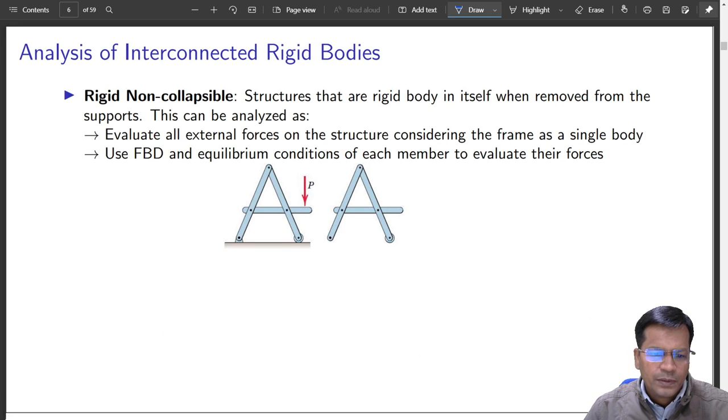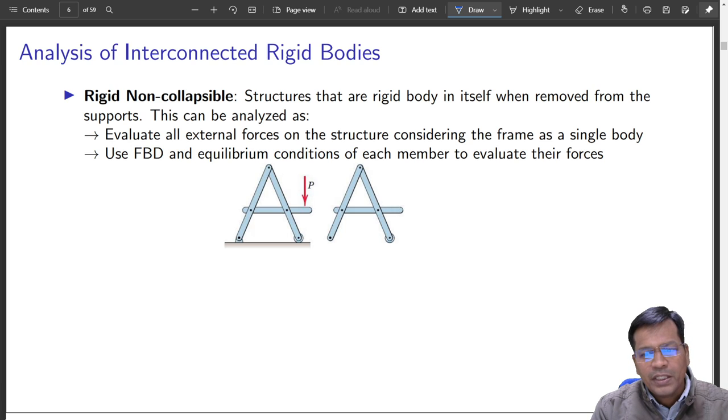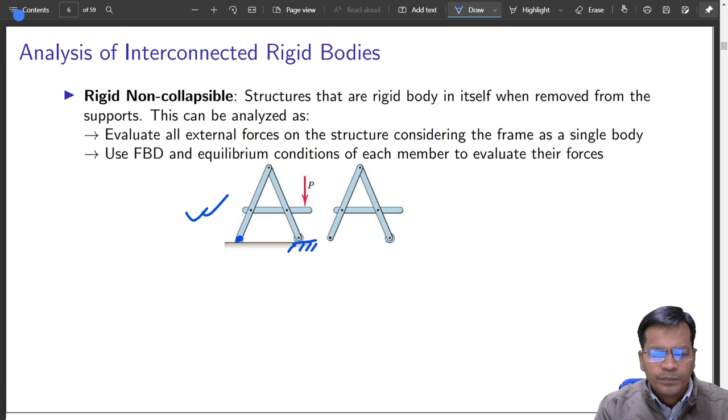We'll do it stepwise. Analysis of interconnected rigid bodies can be done in two ways, based on two different types of structures that we see in this case. The structures that are rigid bodies in themselves can be defined as, if they are removed from the supports, like say this one. What you see, this is an A-frame which is pinned over here and it is having a roller joint at this end, and it is supporting a load which is given by P over this end. This is quite okay, fine.